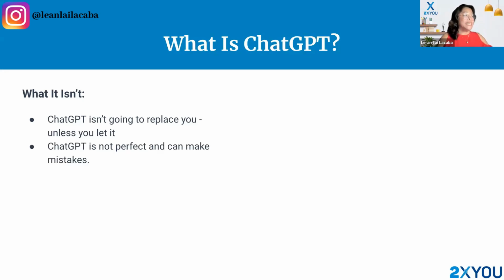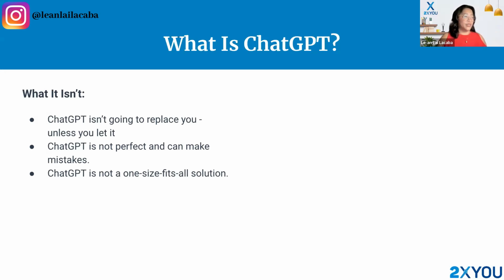Second, ChatGPT is not perfect and can make mistakes. But the good news is, honestly, it'll just get better from here. That's why we have ChatGPT 4, that's why we have Bing, that's why we have Google's Bard, because it will just keep getting better. It's learning from us. That's why ChatGPT is out in beta. It's not even the final product yet because it's learning from our input, from what we put into it.